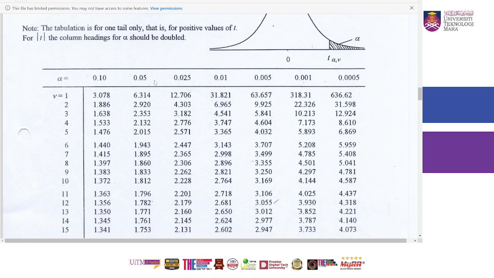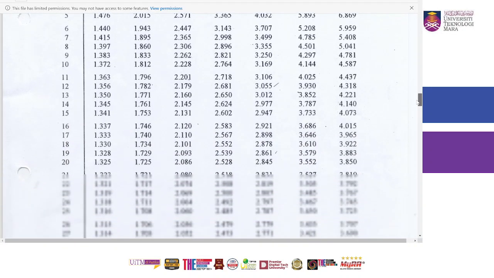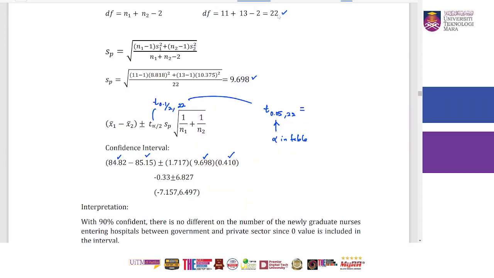Looking back at our table, we want alpha equal to 0.05, so the second column, and the degrees of freedom is 22. So you scroll until you get 22. Here you get 22, and the value in the second column is 1.717. That's why we get 1.717 here. Once you have substituted the values, just evaluate the equation. You get the confidence interval to be between -7.157 and 6.497.